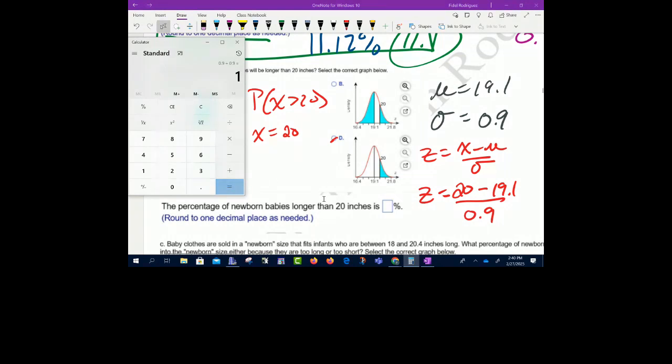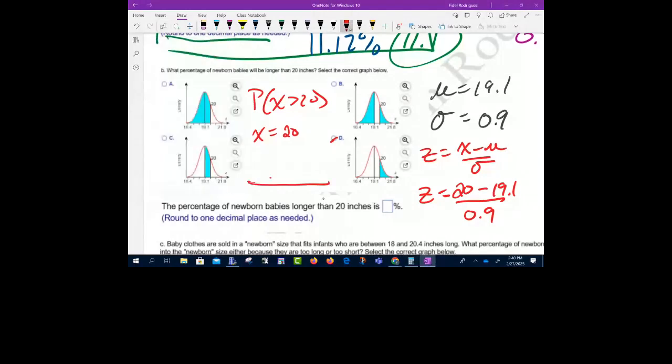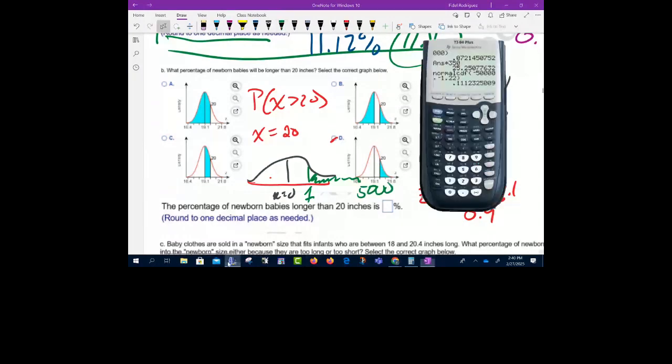Okay, let's draw a real simple picture. Remember, the number in the middle is 0. We're going to go from 1 all the way to the right. Remember, over here, everybody agree 5,000? So let's try that again. Let's come back here. Let's go 2nd VARS. Let's go to our normalcdf. We're starting at 1.